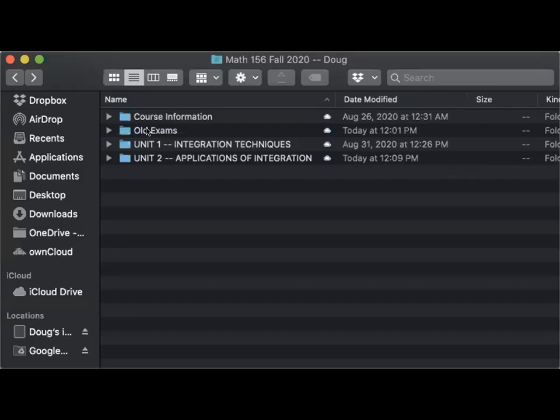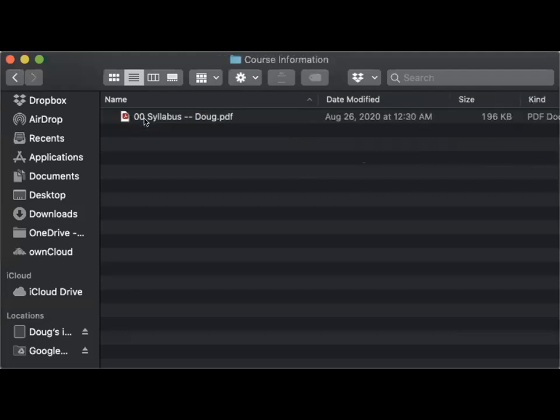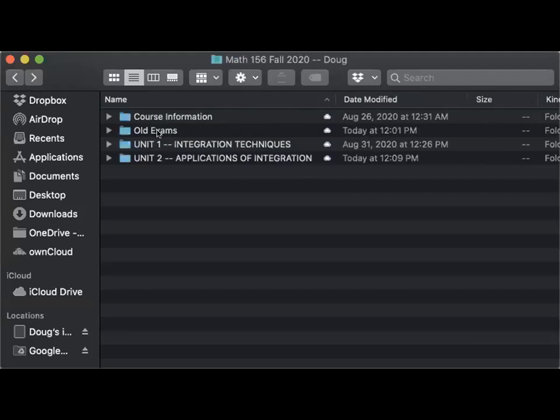We're using that. Okay, so if you go into Google Drive, there are some new files in there that I wanted to show you in particular. If you go in there, you should see course information. That's where the syllabus is. We know that. Old exams is now there.